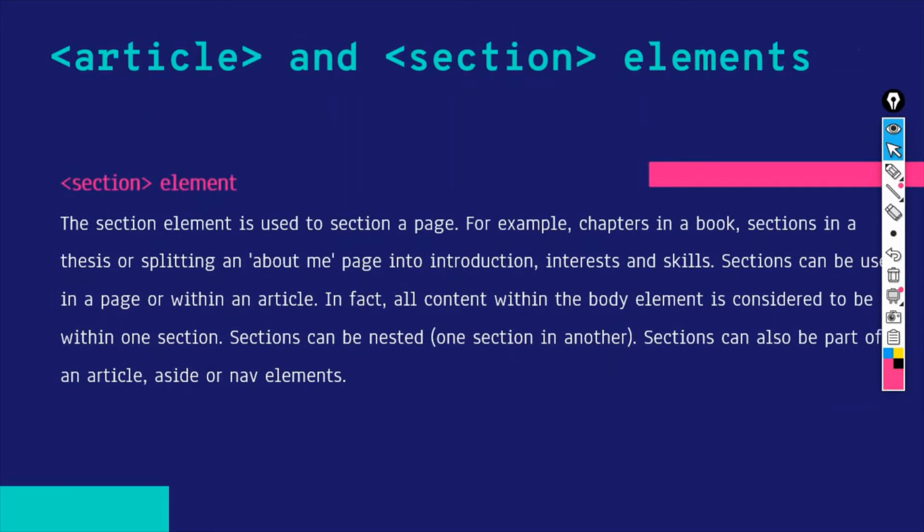So the section element is used to section a page. For example, chapters in a book, sections in a thesis, or splitting an About Me page into introduction, interest, and skills. So sections can be used in a page or within an article. In fact, all content within the body element is considered to be within one article. Sections can be nested, one section in another, and sections can also be part of an article, aside, or nav elements.